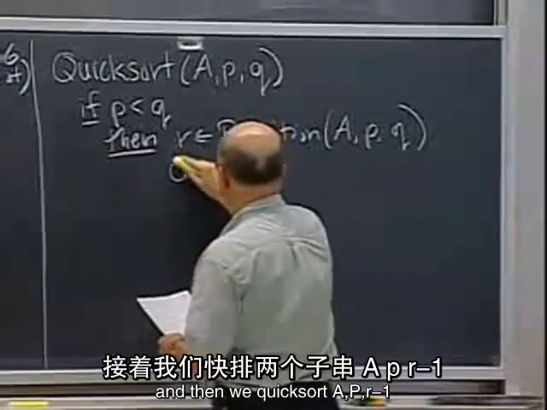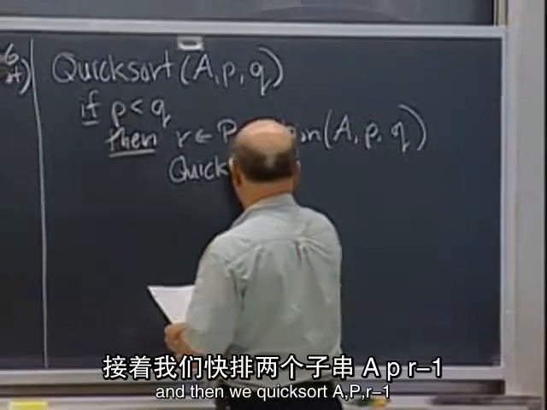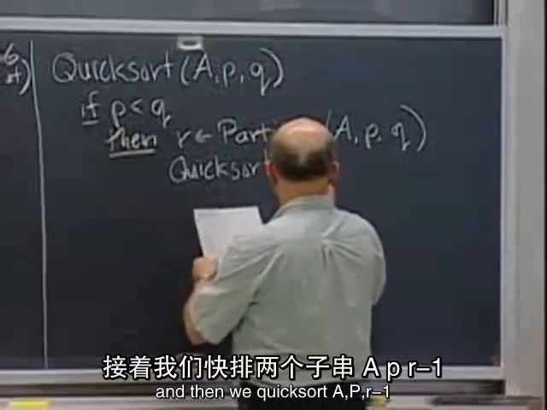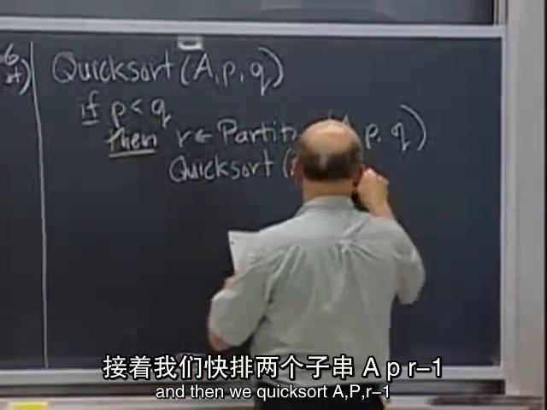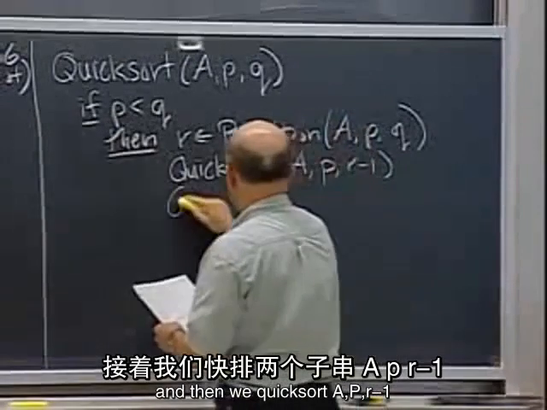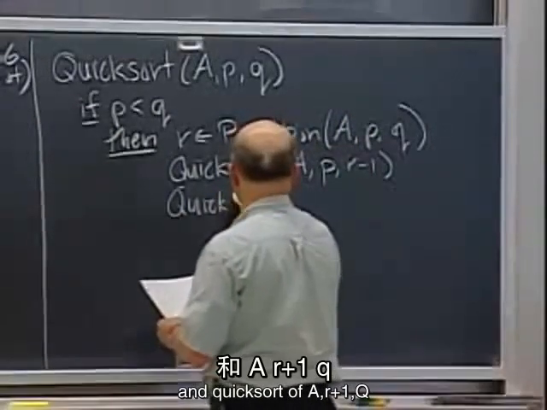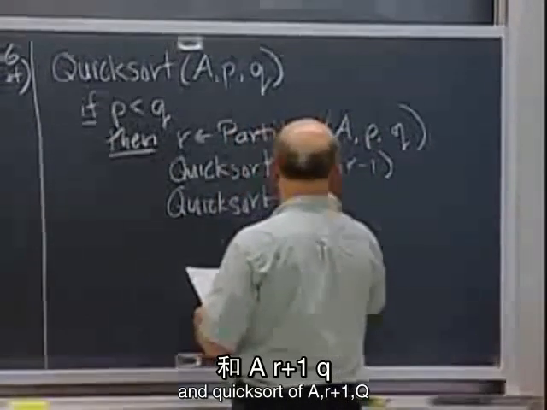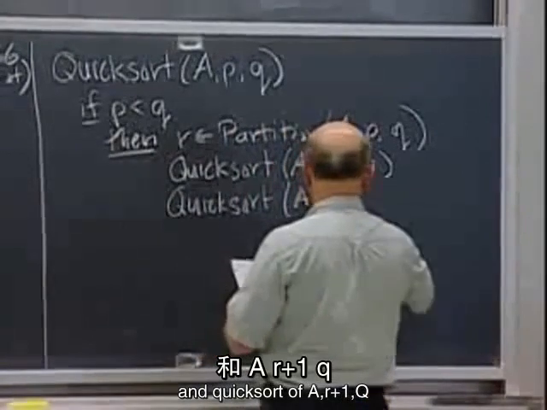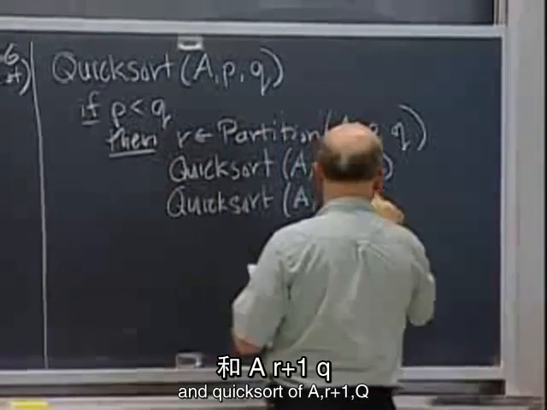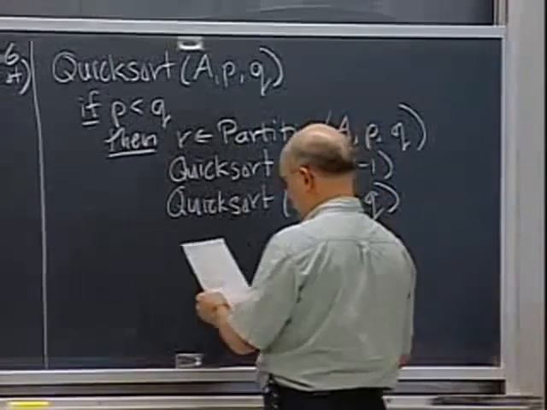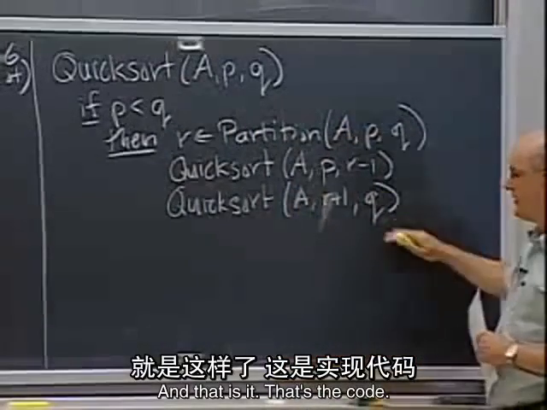and then we quicksort A, P, R minus 1, and quicksort of A, R plus 1, Q. Okay? And that's it. That's the code.